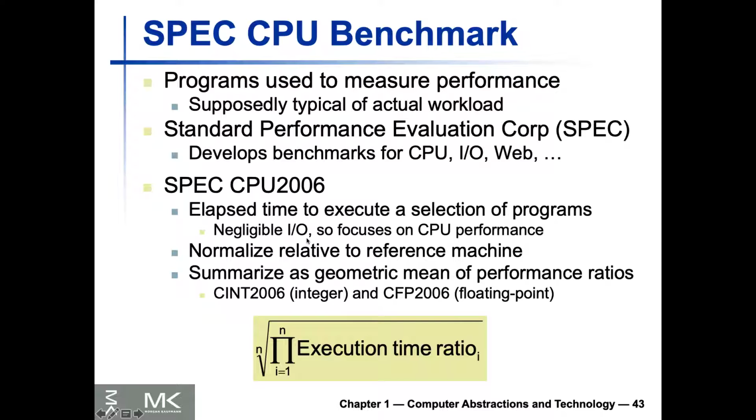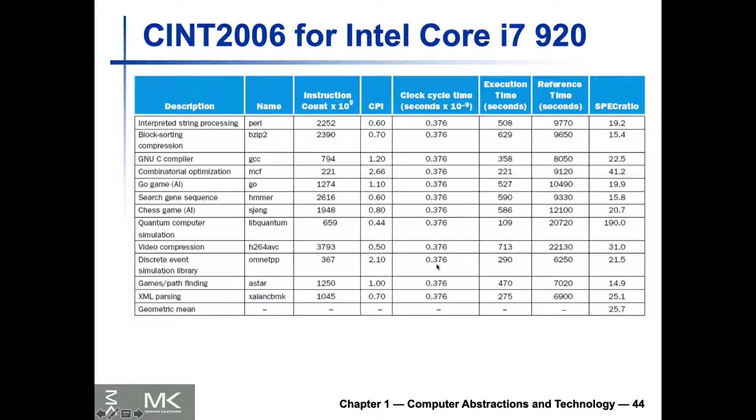So SPEC uses that to normalize relative to a reference machine, and they have reported for the integer values, and also they have another one for the floating point values. So these are different standardized software, right? A video compression software, H264, a discrete event simulation, XML parsing. These are different benchmarks that they run on each of the architectures in order to capture their performance, right?